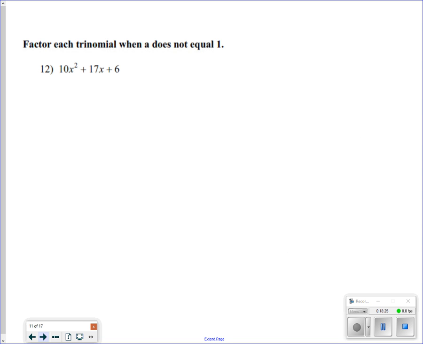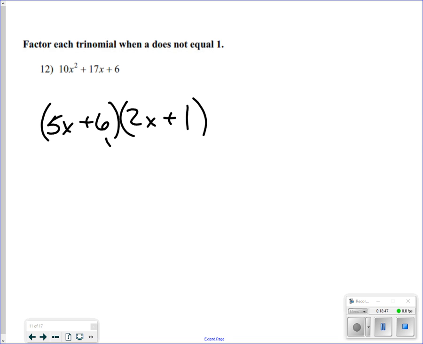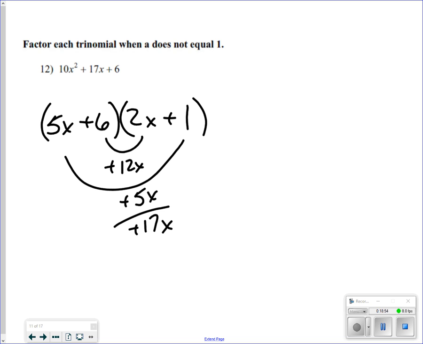Next one. Factors of 10x squared. So I need two things that'll multiply to be 10x squared. So I'm going to try 5x and 2x. That would be a reasonable guess for those two. And then I want two things that'll multiply to be 6. So I'm going to do 6 times 1. And so when I check the inner and I check the outer, it does add up to the middle. So that is the whole guess and check.